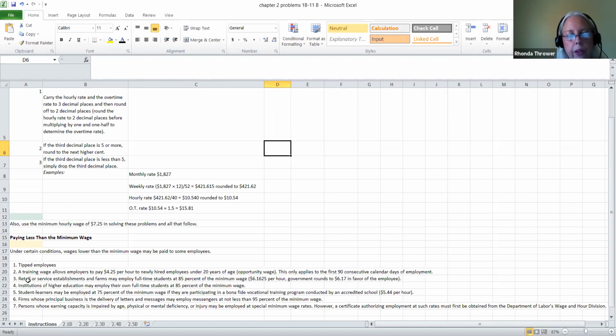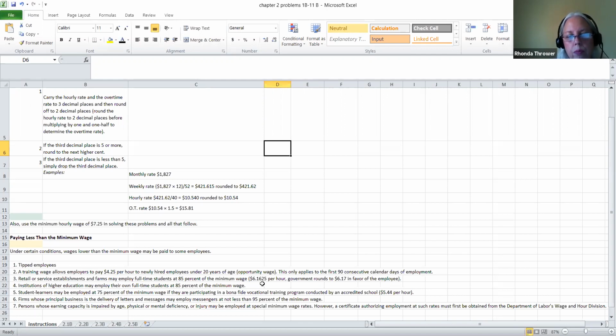Also, if you're a retail employer, or you run a service establishment or a farm, you can also employ full-time students at 85% of the minimum wage. And so if you took 85% and you multiplied it by $7.25, this is what it would give you. But notice what happens here. This is something that I just have to point out to you. I don't quite understand it, but our government rounds to $6.17 in favor of the employee.